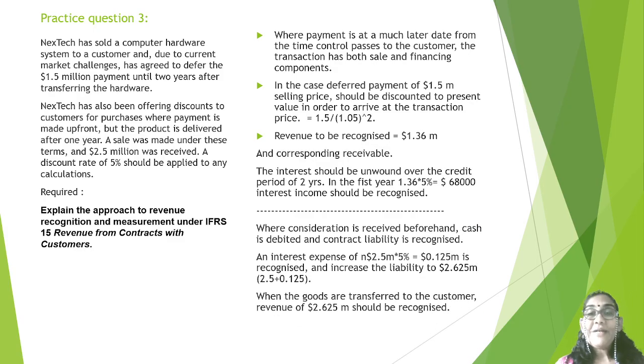Therefore, when consideration is received beforehand, the cash is debited and a contract liability is recognized. An interest expense of 5% on 2.5 million which you have received is recognized and a liability of 2.625 million will be recognized at the end of the year. So when the goods are actually transferred at the end of the year to the customer, you will recognize a revenue of 2.625 million.